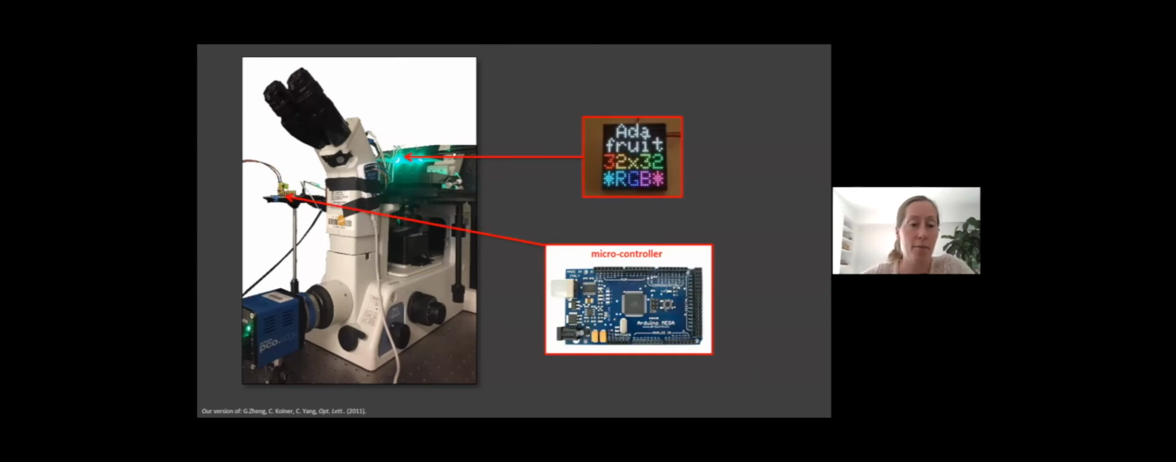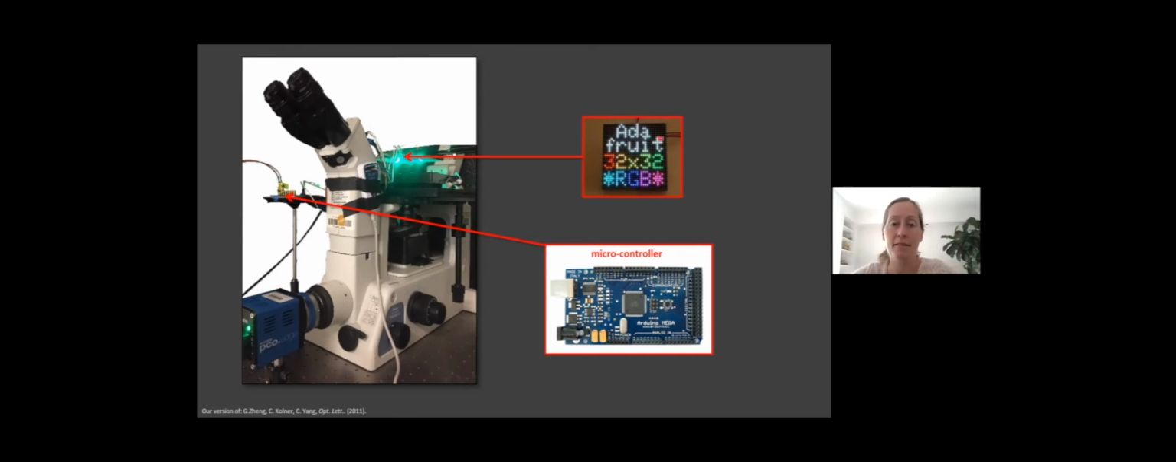So we copied this setup originally from Cheng-Hui Yang's group at Caltech. They just put this LED array on top of their microscope. So it's just a traditional bright field microscope with the illumination unit replaced by this Adafruit LED array. We use much fancier LED arrays now.